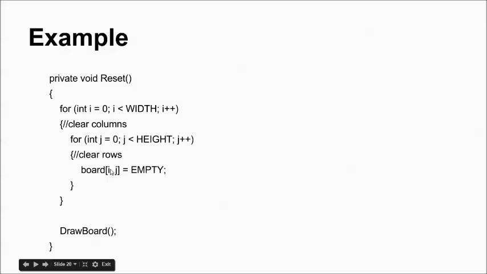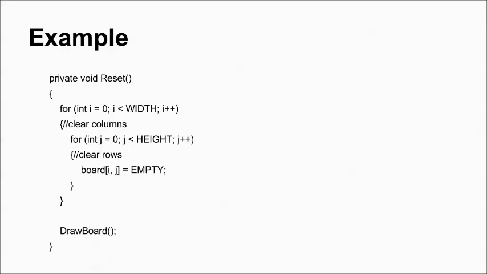So inside the nested loop, or inside the inner loop here, I've got a statement that sets the board cell at that row and column to be empty, right? And then at the end I call draw board. Now draw board is also going to be a nested loop. It's going to do the same thing. It's going to go over all the rows, all the columns, and it's going to call the draw function on every cell on the board, right? So there we go, nested loops.